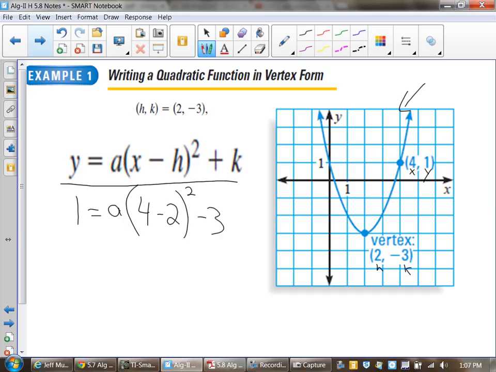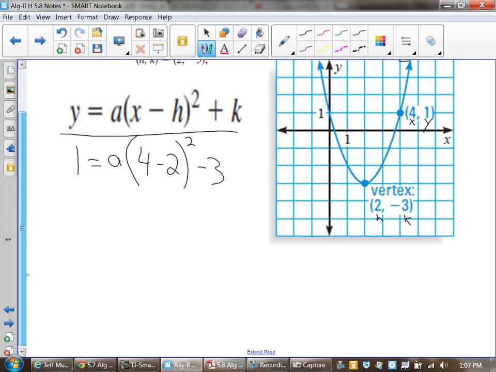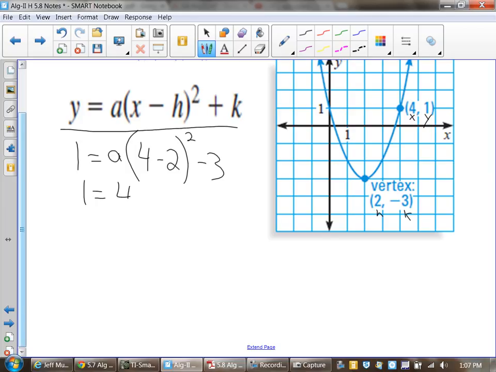So now, what's 4 minus 2? 2. What's 2 squared? 4. So I get 1 equals 4a minus 3. Add 3. Add 3, and then what? Divide by 4. What's a? 1. Very good.